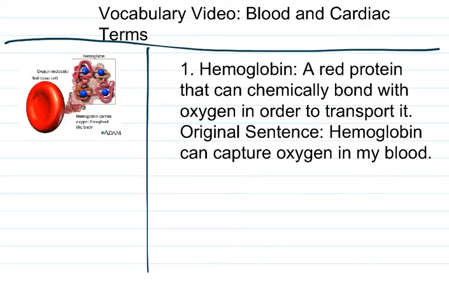The first original sentence that you can use, you can just use mine, I'll underline it to distinguish, is: hemoglobin can capture oxygen in my blood and transport it from my lungs to the rest of my cells. Alright, the other sentences you have to make.